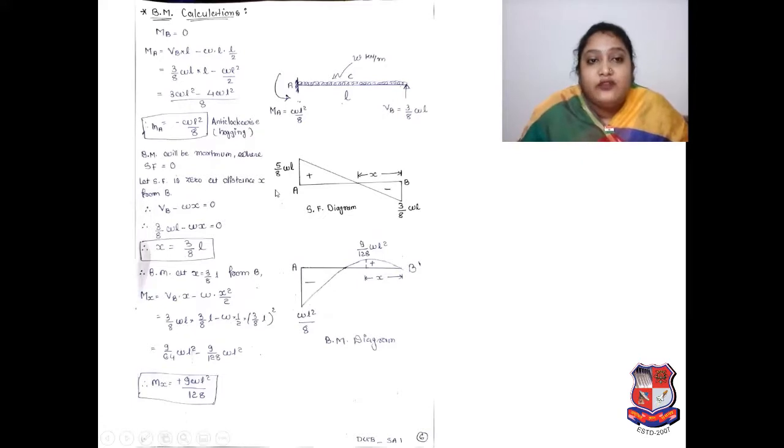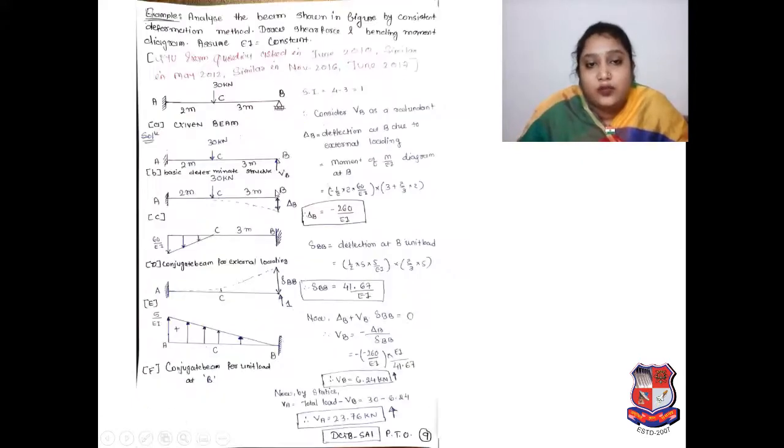Now we will go for one more problem which is asked so many times in GTU exams. Analyze the beam shown in the figure by the consistent deformation method. Draw shear force and bending moment diagram. Assume EI is equal to constant.